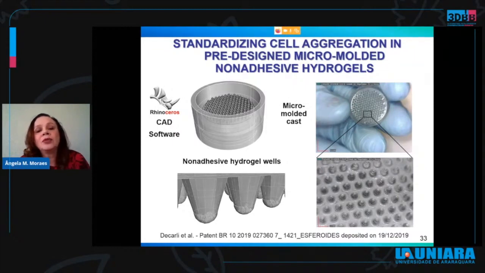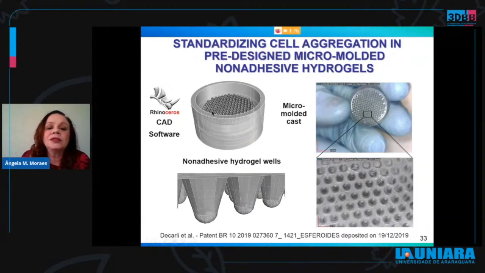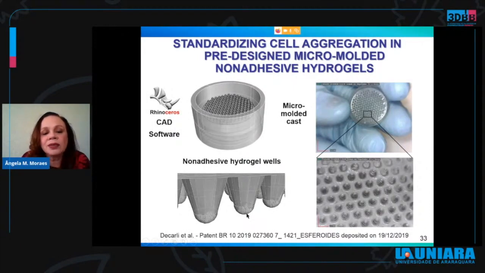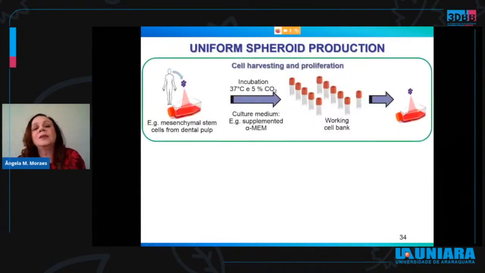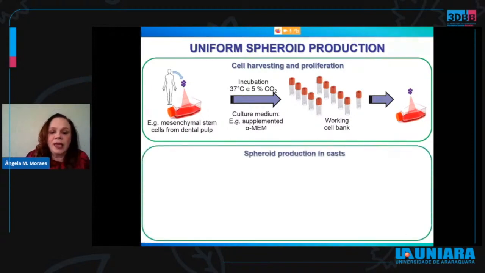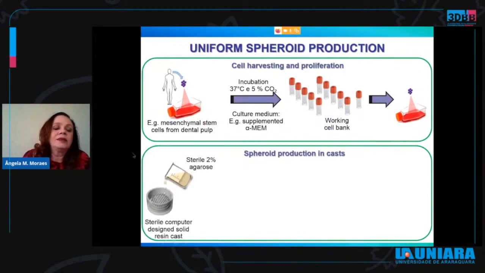So we started our work on developing a micromolded non-adhesive hydrogel in which we first developed a mold in which we would pour a hydrogel solution and form a structure like this one, in which we could deposit a controlled amount of cells that could give us a controlled size of spheroids. And so this is the idea behind the whole process. We would get cells, for instance, from the patient, we would expand them, we would form a working bank with it, and then we would have them ready to be mixed with our device. And the device was then produced like this.